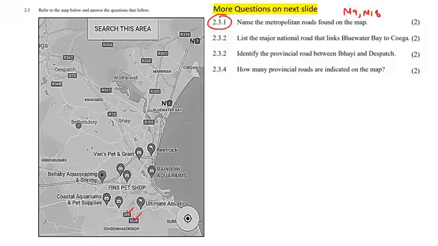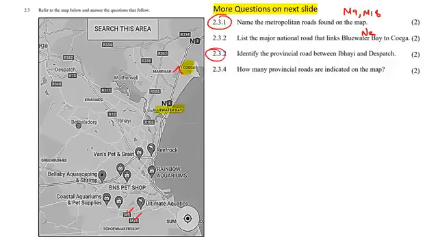List the major national road. A national road has an N that links Blue Water Bay to Kucha. So Kucha is over here, and Blue Water Bay, where are you, Blue Water Bay? Here. Okay, so to go from Blue Water Bay to Kucha, you go along this road, and if you see, that is the N2. So we're just going to say here, it's the N2.